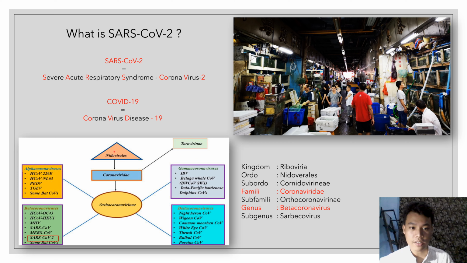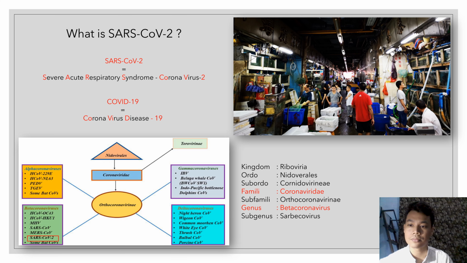In this picture, we can see the phylogenetic tree of SARS-CoV-2 classification. It has a lot of names, but the most important thing to know is that SARS-CoV-2 belongs to the family of Coronaviridae, and the subfamily of Orthocoronaviridae, which has four genera: the alpha coronaviruses, the beta, the gamma, and delta. And SARS-CoV-2 belongs to the beta coronaviruses genus.